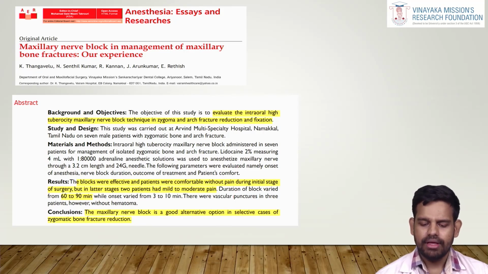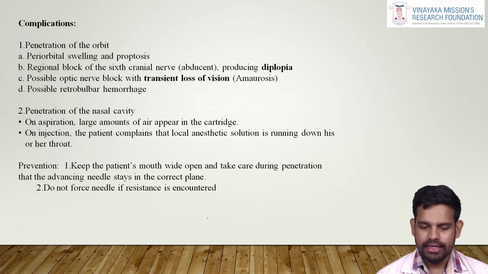The blocks were effective and the patients were comfortable without any pain during the initial stages of the surgery, but in later stages, 2 patients had mild to moderate pain. The maxillary nerve block is a good alternative option in selective cases of zygomatic bone fracture reduction. So we all know that the injection is inserted into the target area, which is the pterygopalatine fossa, and we are inserting the needle through the height of the mucobuccal fold over the second maxillary molar and just lateral to the posterior superior alveolar nerve. The needle is inserted and the local anesthetic solution is administered.